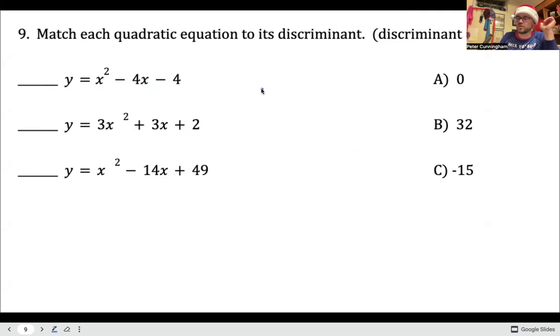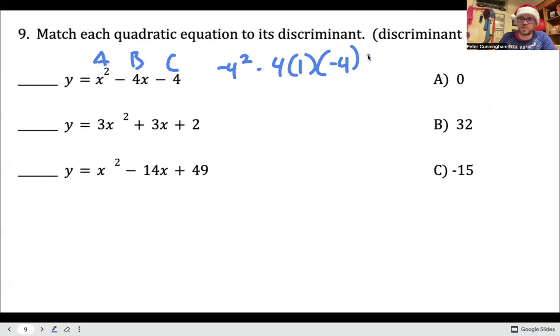All right. So we need the discriminant, b squared minus 4ac. Remember a, b, c. So b squared here, negative 4 squared, minus 4a c, and you add those together and you end up getting 32. Ooh, nice. It's letter B.